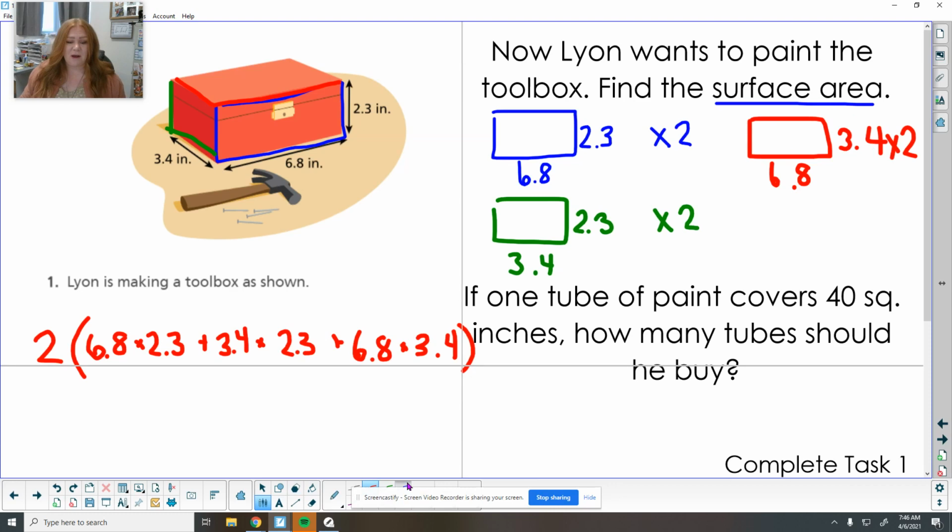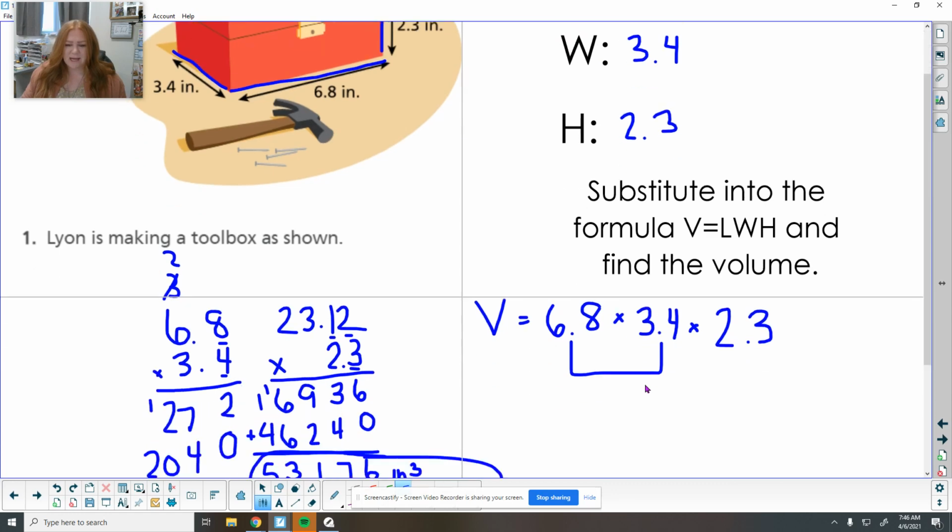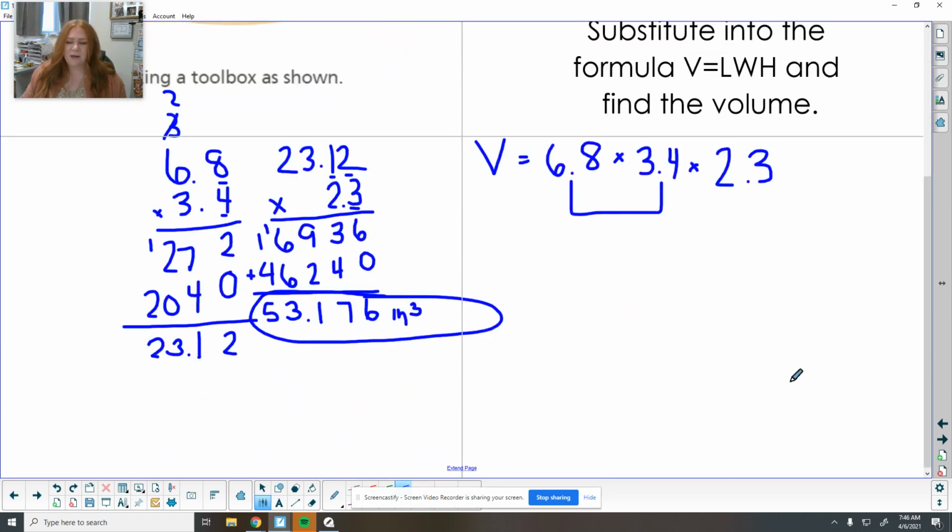So now we need to do all of that work here. There was one number we already did. What did we do? 6.8 times 3.4 is 23.12.